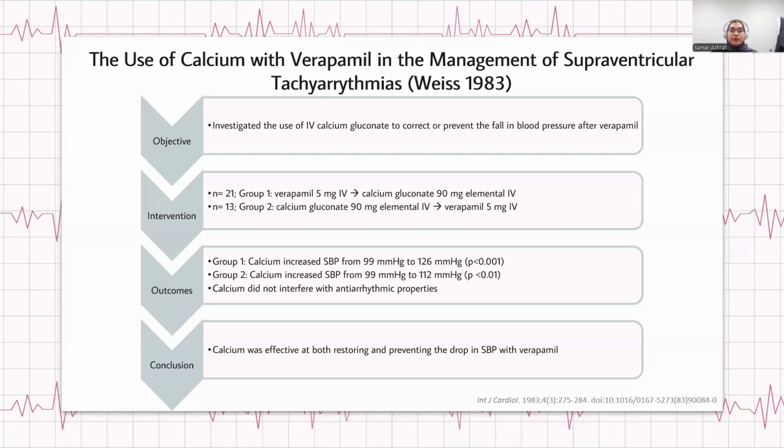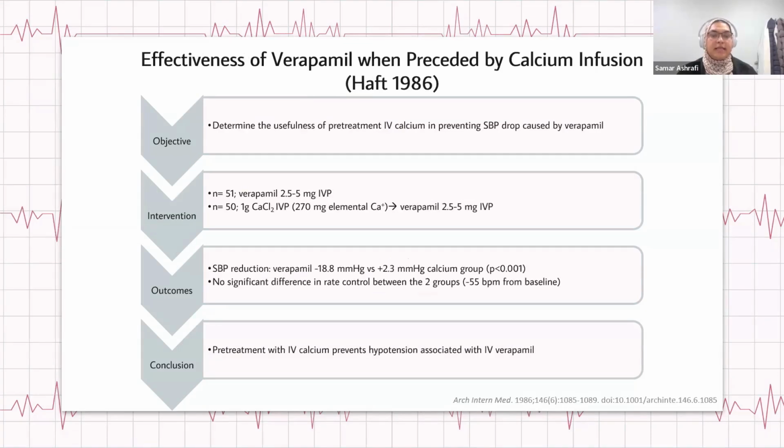So this trial, which was the first one that was done, showed that calcium was effective at both restoring and preventing that drop in systolic blood pressure in patients that were treated with IV verapamil 5 milligrams. So in 1986, Haft and colleagues decided to also look at the role of calcium before verapamil, and they had a placebo arm where these patients just got verapamil, either 2.5 to 5 milligrams IV push, or they got 1 gram of calcium chloride, so 270 milligrams of elemental, before getting the calcium channel blocker.